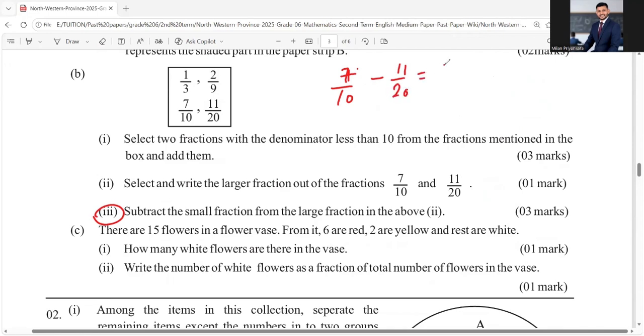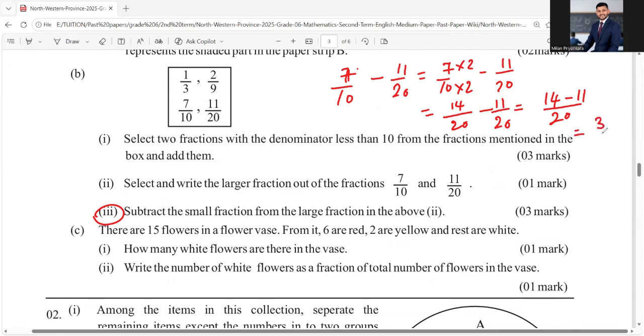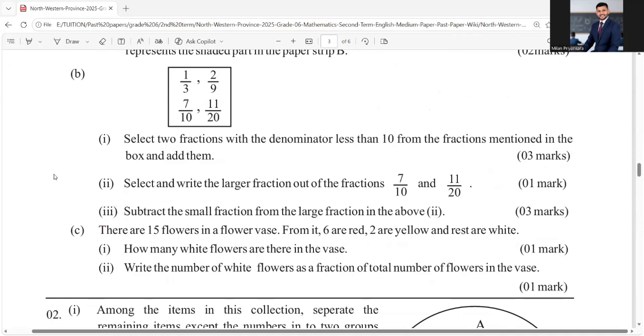Then you make a common denominator. 7 over 10 multiplied by 2 minus 11 over 20, which is equal to 14 over 20 minus 11 over 20. Here 14 minus 11 over 20, which is equal to 3 over 20. Right. And it's done.